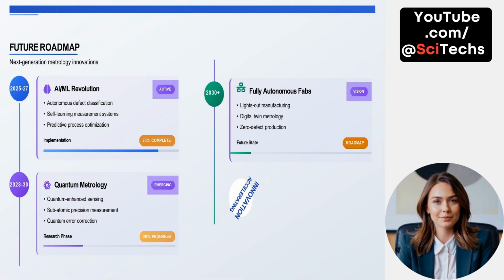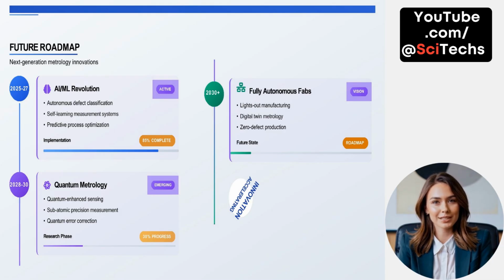Future roadmap. The future of semiconductor metrology is rapidly advancing through staged innovation. From 2025 to 2027, we are witnessing the AI/ML revolution, which is already 85% complete in implementation. This phase includes autonomous defect classification systems that can detect and categorize issues without human intervention. Self-learning measurement systems are being developed to adapt dynamically to new structures and data. Additionally, predictive process optimization is being enabled through AI, helping fabs adjust parameters before problems occur.